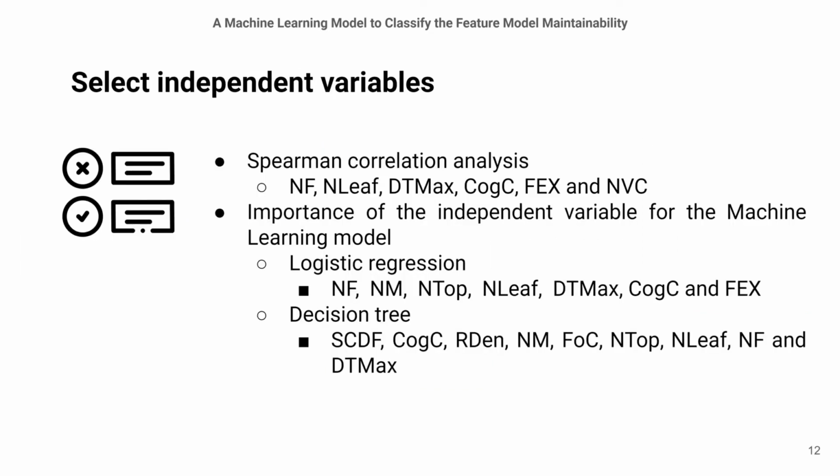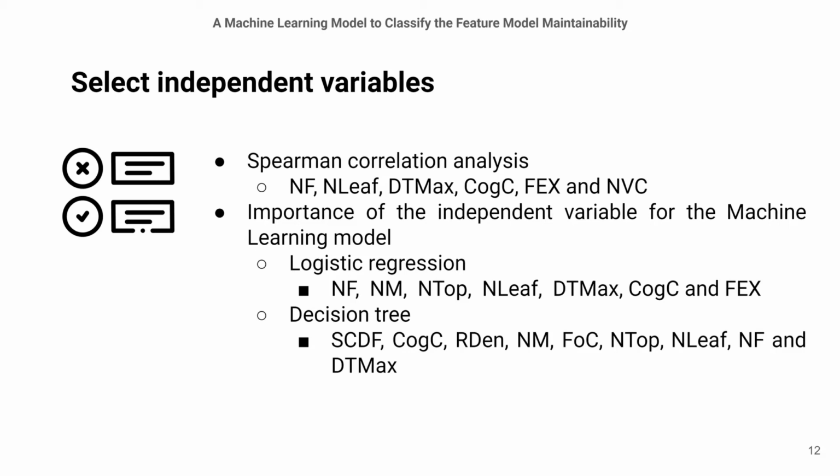The next step was to select the independent variables. This step helps to reduce the dimensionality of the problem, making the machine learning models simpler. We used two strategies to select independent variables. In the first strategy, we used the Spearman's correlation, and in the second strategy, we used the independent variable importance for a machine learning model.